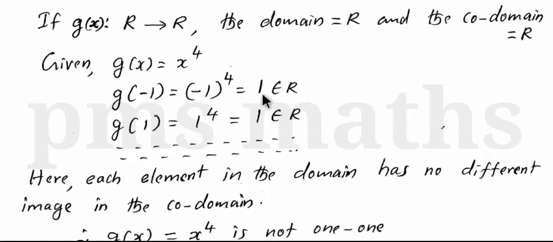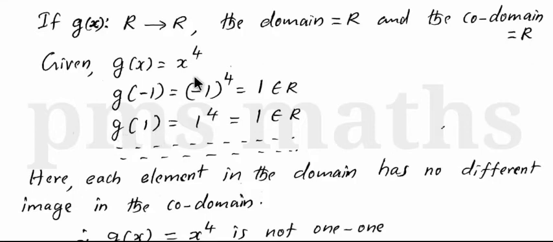Therefore, we can write 1 belongs to R. This R means the codomain. Therefore, we can write 1 belongs to R. Then take the next number. Next value, any value can be taken. For example, plus 1 can be taken.